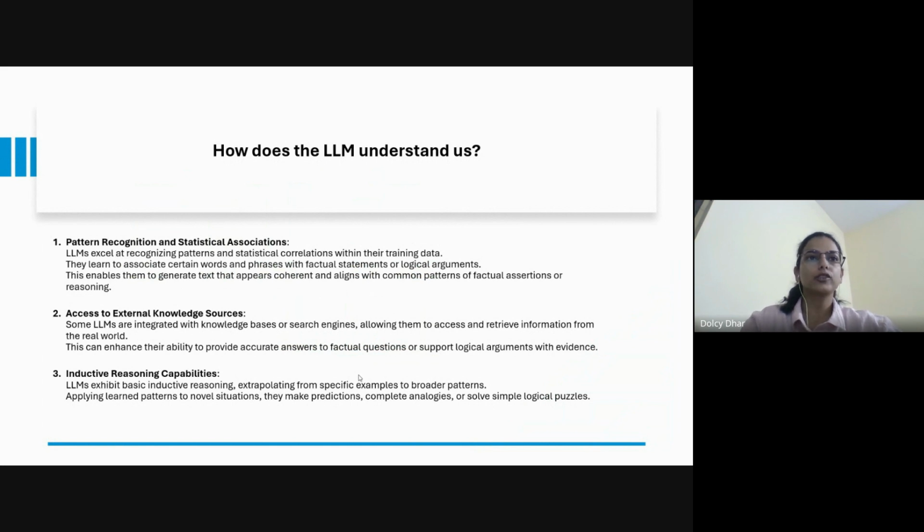Just a small section on how these LLM models understand us. We have understood the computational architecture, we understand what it's doing, but how does it achieve this? How does it behave like a human? Let's assume that it's somewhat closer to behaving like a human in, say, text generation. But how does it do it? One of the major reasons why LLMs behave like human beings in text generation or other modality-based tasks is pattern recognition first, statistical associations second.